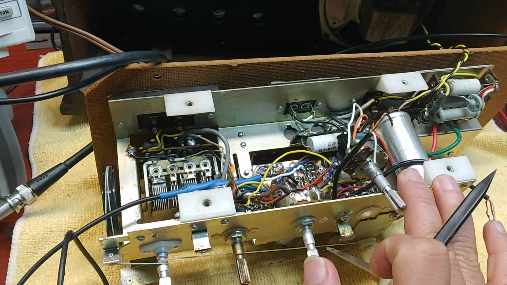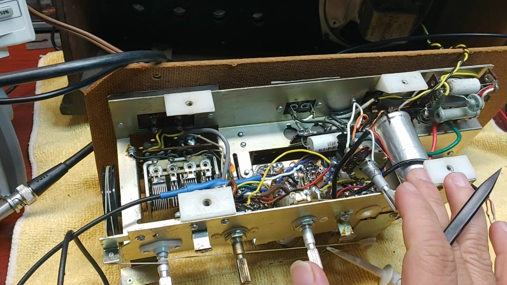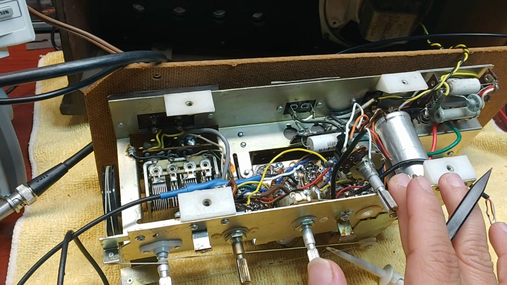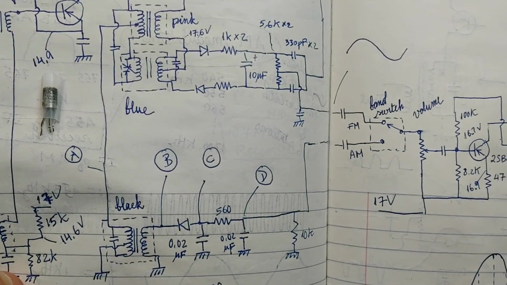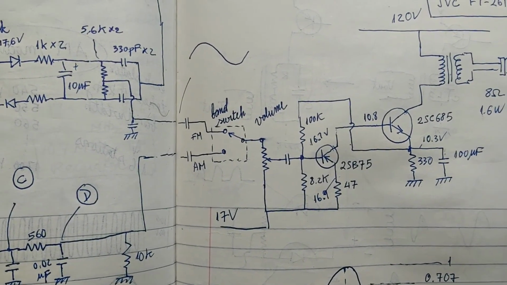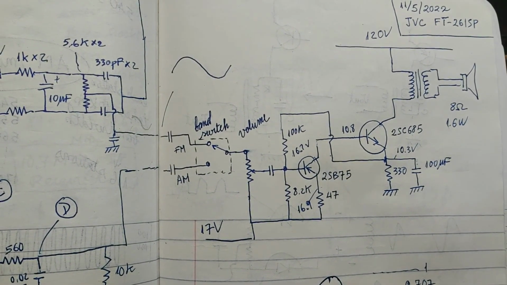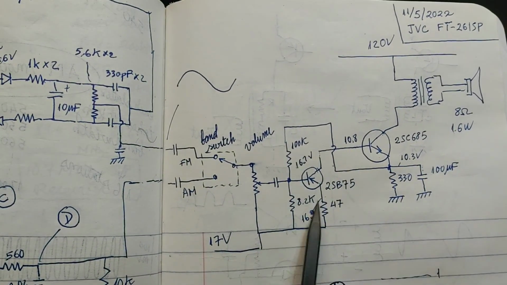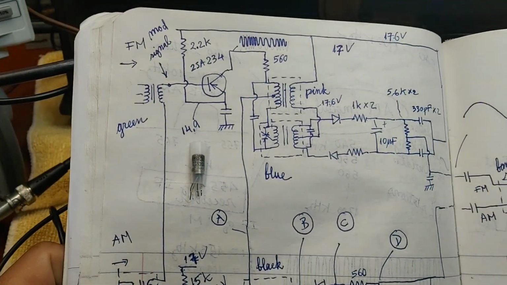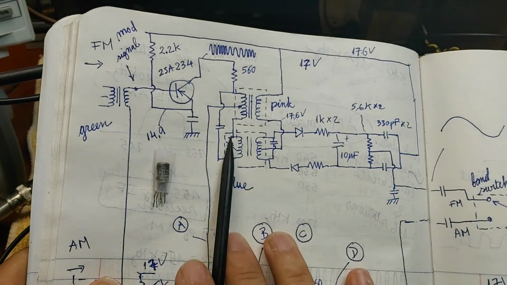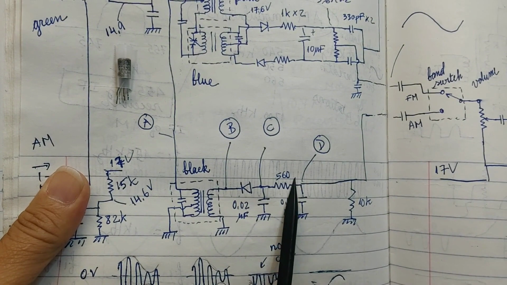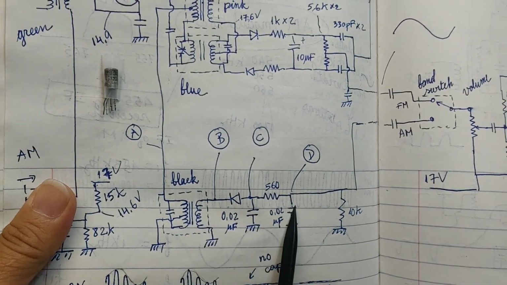The problem of this radio is no audio for both AM and FM bands. This is the partial schematic I drew back from the radio. Audio amplifier circuit. Speaker 8 ohms, 1.6 watts. FM detection circuit or FM detector. AM detection circuit or AM detector.